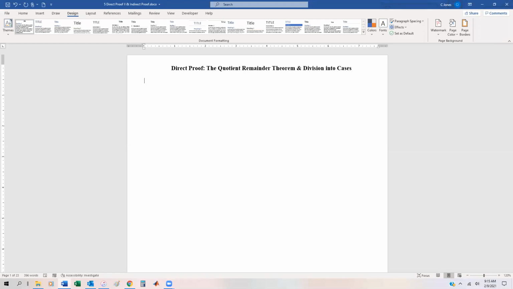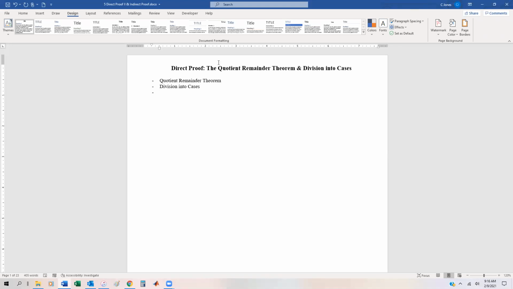In this chapter, we're going to start taking a look at a number of different extensions of direct proof, and then we're also going to start taking a look at a second method of proof called indirect proof. And so in this section, we're going to be taking a look at the quotient remainder theorem. We're also going to be taking a look at being able to prove using a direct proof called division into cases.